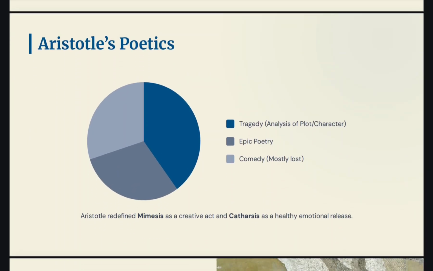Aristotle's Poetics. Aristotle's Poetics talks about three main components, which are tragedy, epic poetry, and comedy. And Aristotle redefined mimesis as a creative act and catharsis as a healthy emotional release.